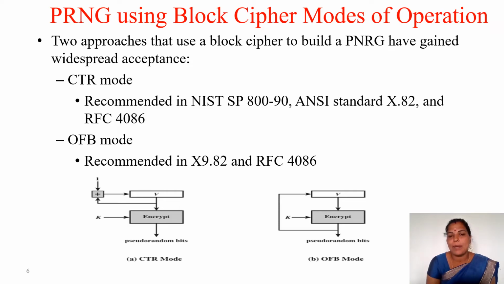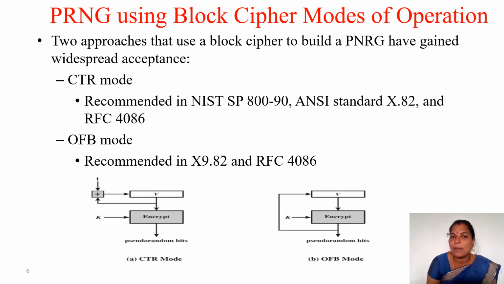This is the block schematic of how the counter mode is used to generate the pseudo random bits. First, we have V. V is generally the initial value or the counter value. Then it is given to the plus operation. Then it is encrypted using any encryption algorithm with the help of the key K, and we generate the pseudo random bits.